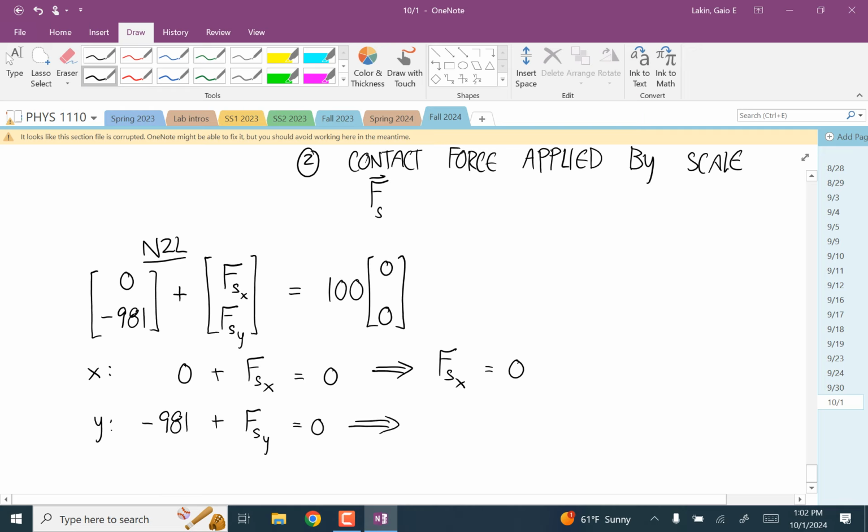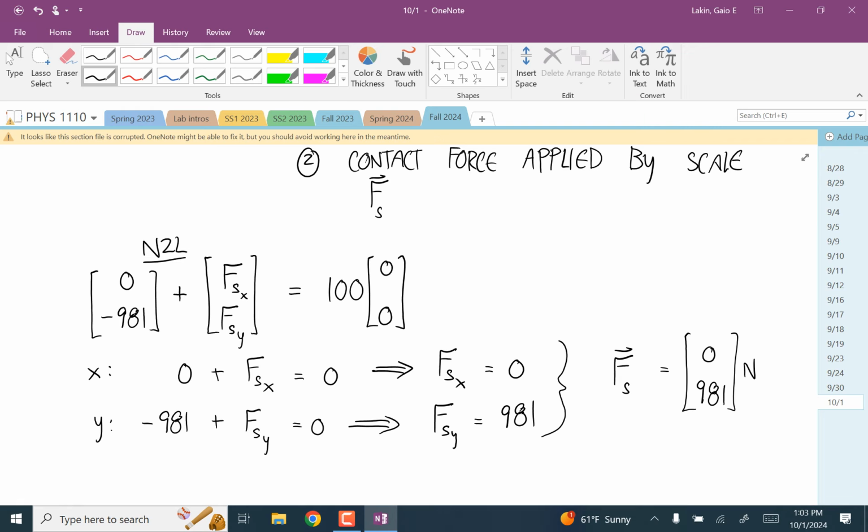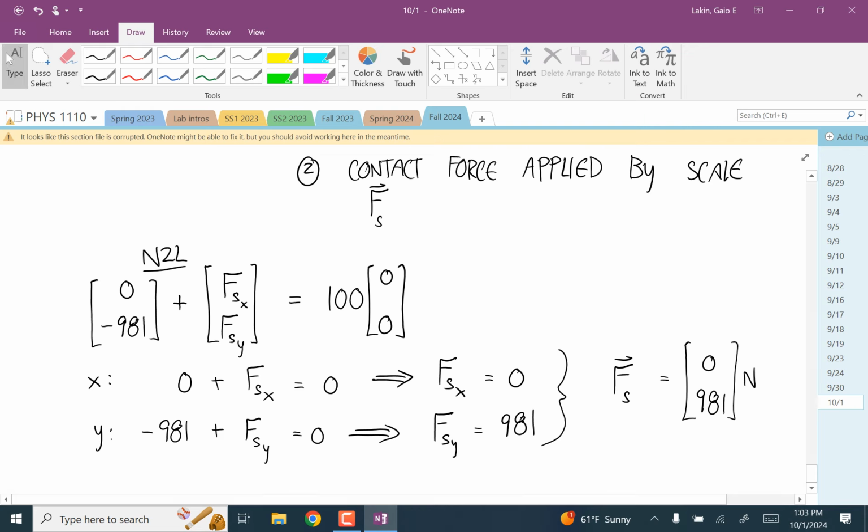This one, if you do the algebra, what does it give you for Fsy? Positive 981. Yep, perfect. Fsy is equal to positive 981. And so in other words, the force vector applied by the scale is 0, 981 newtons. So the scale can't really measure your weight. It has no way of measuring how hard gravity's pulling on you. But what it can do is measure how hard it's pushing on you. It can measure that force.